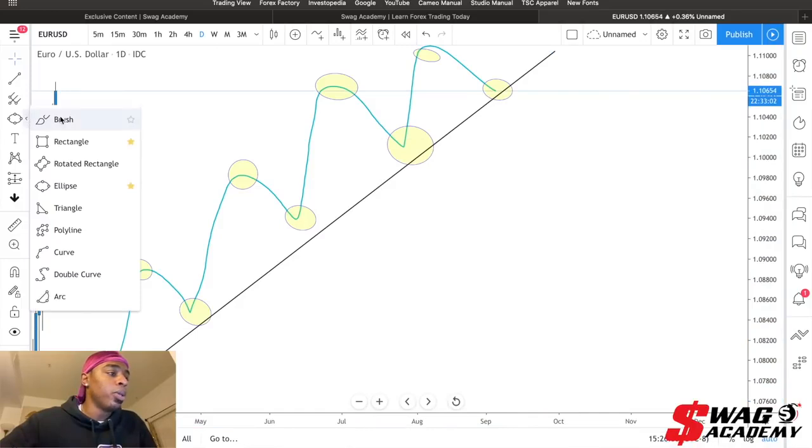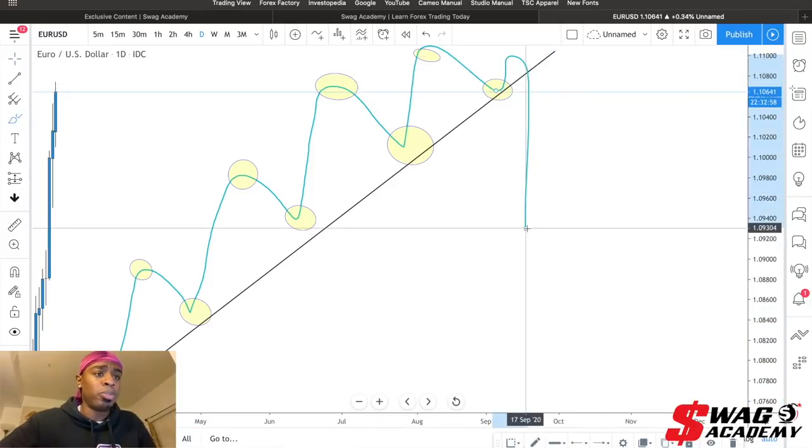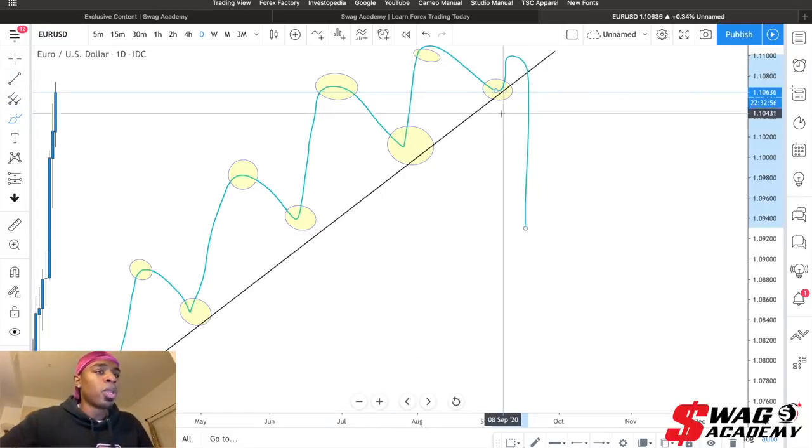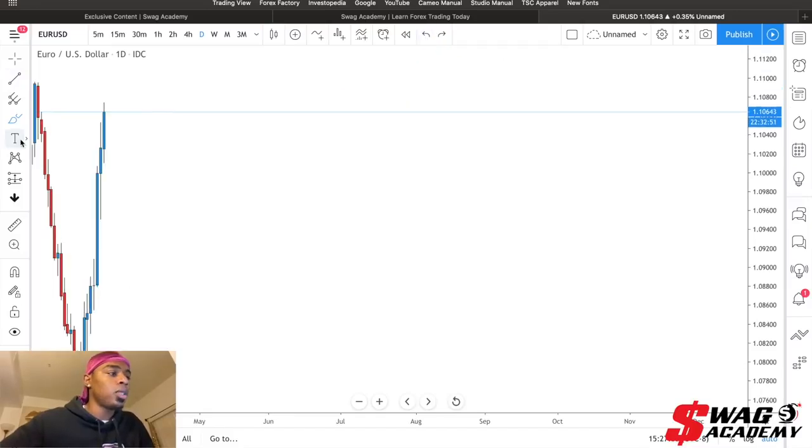The way to get out would be this. Price finally doesn't respect the trend line, and boom, it breaks below. Then you get out, take your money, boom. But that's an uptrend. And a downtrend is the exact same thing in the opposite direction.